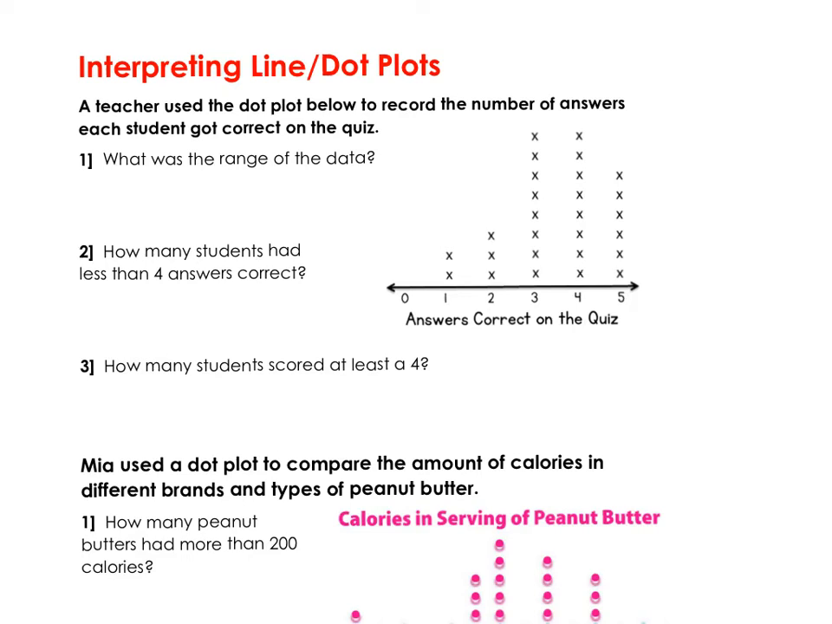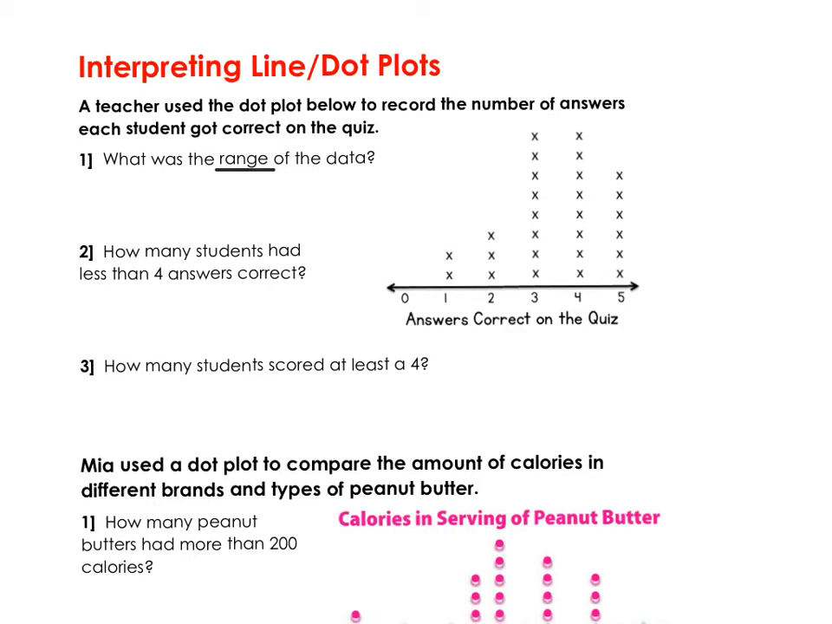All right, in this video, we're going to be interpreting line and dot plots. So let's go ahead and look at the first problem. It says a teacher used the dot plot below to record the number of answers each student got correct on the quiz. So the first question is asking me, what is the range of the data?